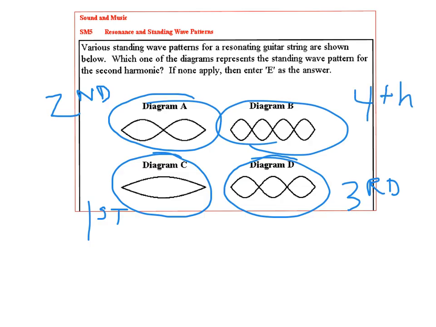So for example, if I ask you to draw the seventh harmonic, you just have to draw enough of these what we call loop patterns until you get to 7. And so it would go something like that. There's 6, and then you could put one more on there, and that would be what the seventh harmonic would look like. And you don't have to draw it real fancy, no fancier than I did.